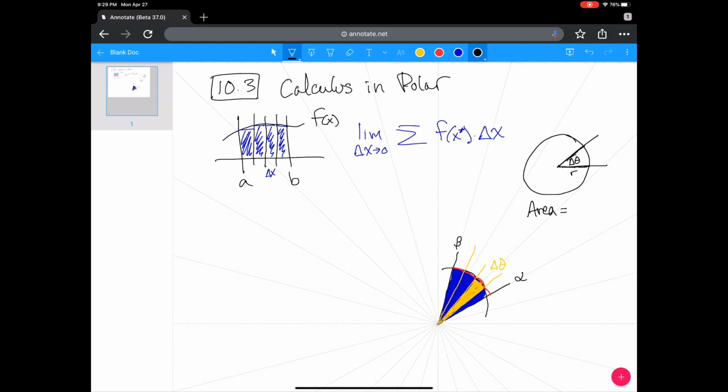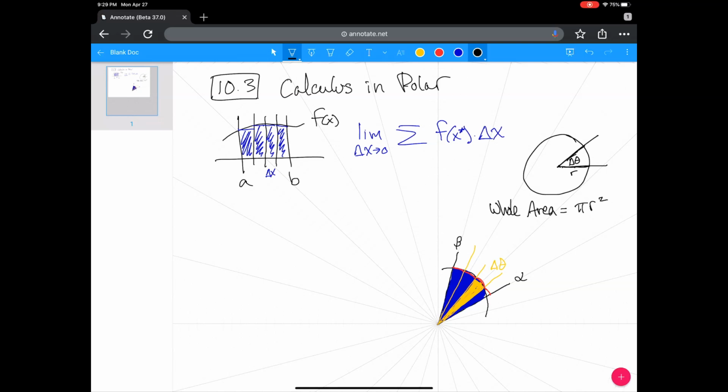So the whole area is pi r squared. But we don't want the whole circle. We just want the portion that's in the circle. And that depends on how big delta theta is out of the 2 pi. So for example, if delta theta is 1/3 of the whole way around, then delta theta would be 1/3 of 2 pi. It just depends on what the angle theta is.